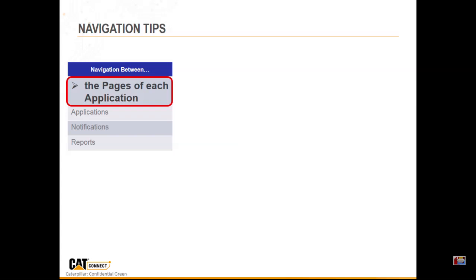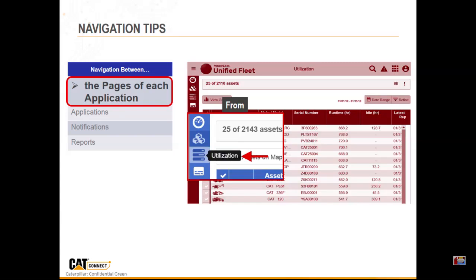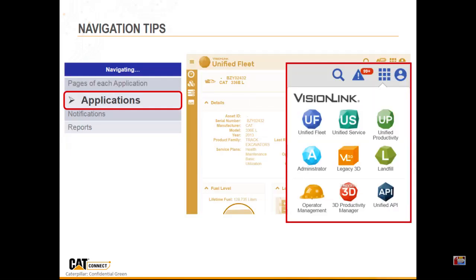First is navigating between the pages of the application, or how do I go from utilization and fleet to the dashboard. Then we have navigating between applications. You simply click on the application launcher and click the icon that you want to launch. If you're in Fleet and want to launch Service or Administrator, click right from here in the application launcher.